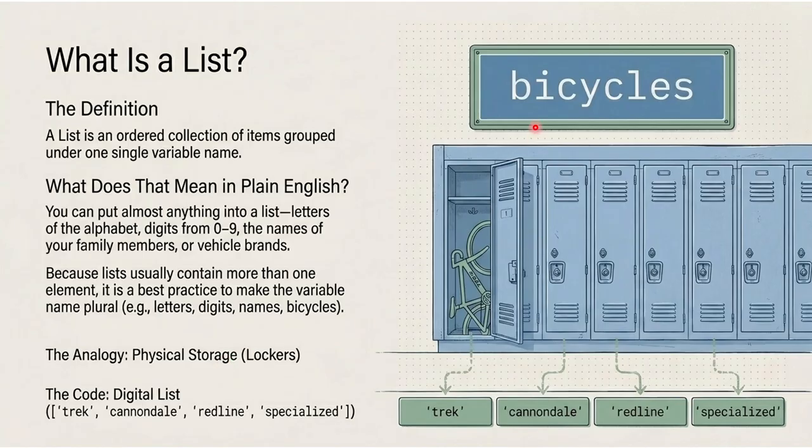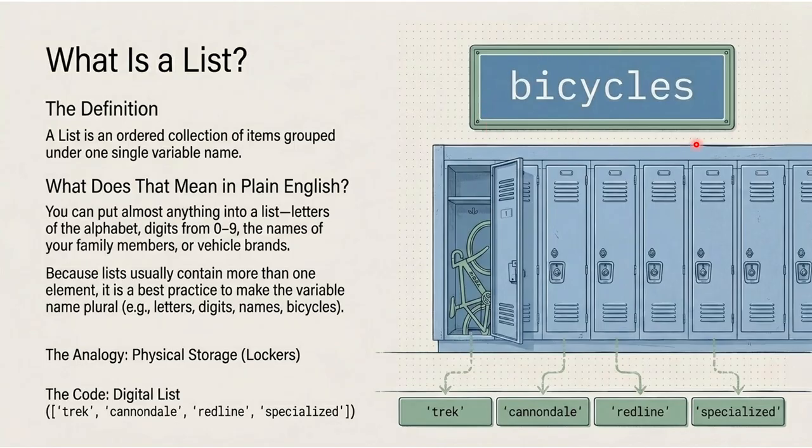This is your list, in which each cabinet is a position where you have stored a particular item. In position 1, you have stored your Trek brand bicycle. In position 2, you stored your Cannondale bicycle. In position 3, you stored your Redline bicycle. And all these cabinets you gave a plural name called bicycles.